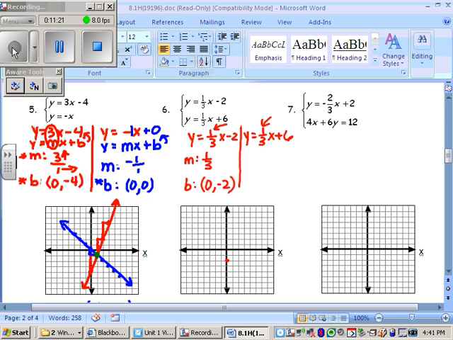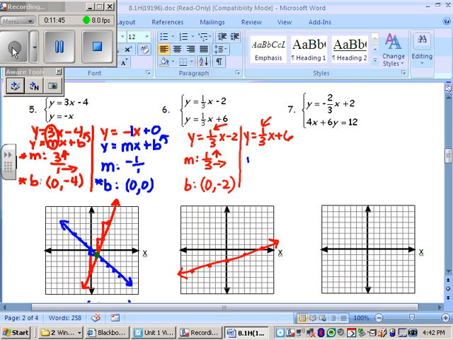When we graph this, we'll put a point at -2, and then we'll go in two positive directions, up 1 and then right 3. And we can reverse those directions and get points below the y-intercept as well. And again, we want to make sure and try and draw a straight line.